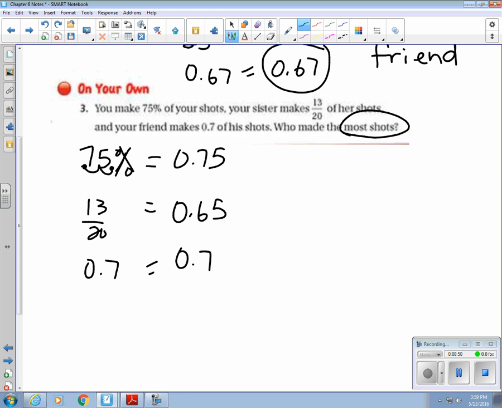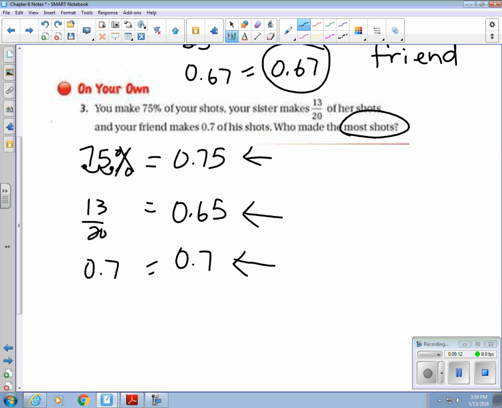But when I go to compare these numbers, I've been saying you always got to check and make sure you have the same number of numbers to the right of the decimal point. This one has 2 numbers to the right of the decimal point. This one has 2 numbers to the right of the decimal point. This one only has 1 number to the right of the decimal point. So we've got to change that. We got to make sure everything has 2 numbers to the right of the decimal point.